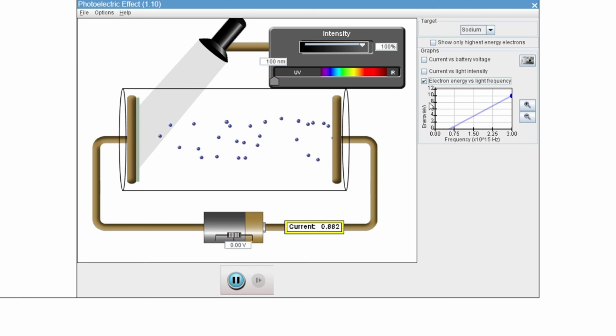So as you can see here, after plotting we get a straight line. The slope will give us the value of h, and here we get the cutoff frequency, which is just a little bit less than 0.75 times 10 raised to the power 15 hertz.